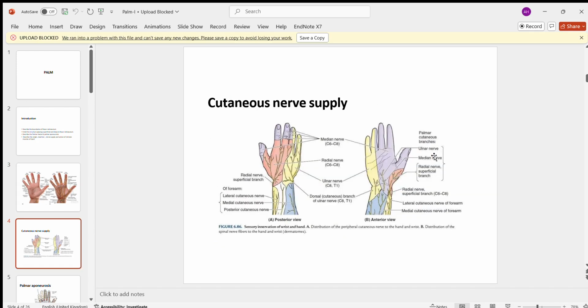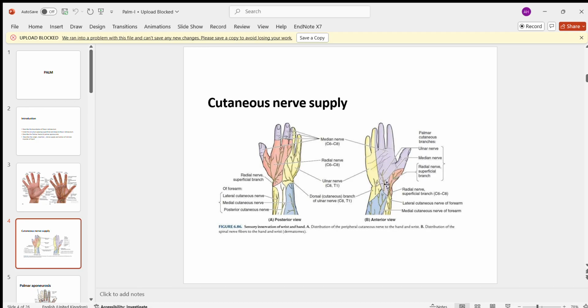Now coming to the cutaneous nerve supply of the hand, palm basically. This is the palmar aspect and this is the dorsal aspect. On the palmar aspect, the medial 1.5 fingers and the palm are supplied by the ulnar nerve, and the lateral 3.5 fingers along with the palm are supplied by the median nerve, and a small part near the base of the thumb is supplied by the radial nerve.